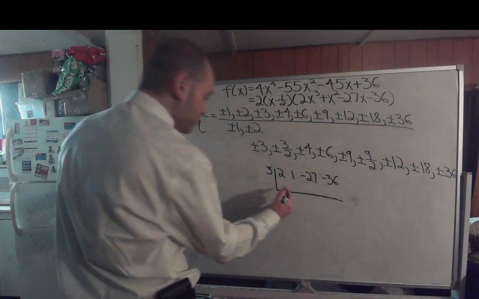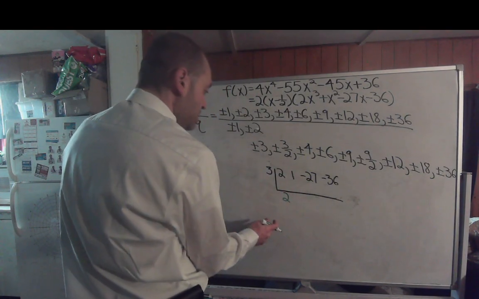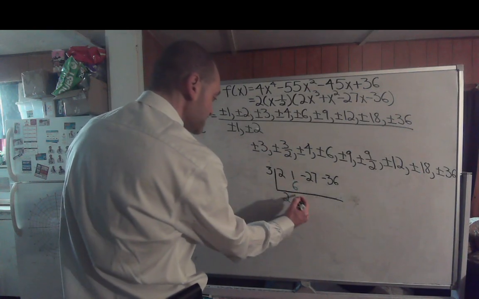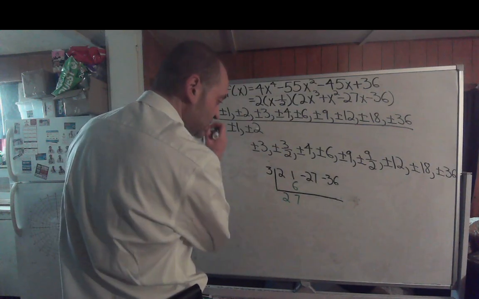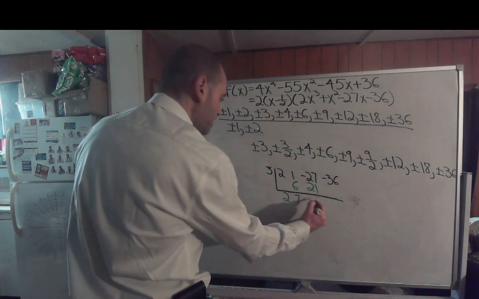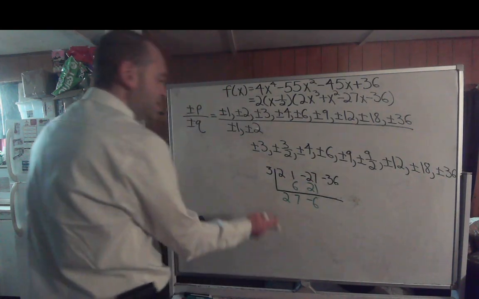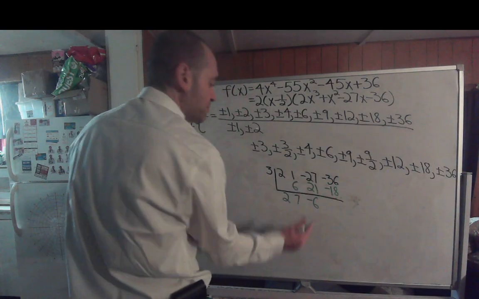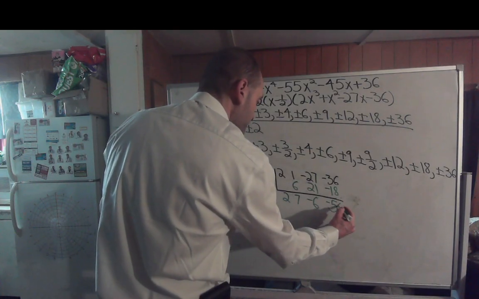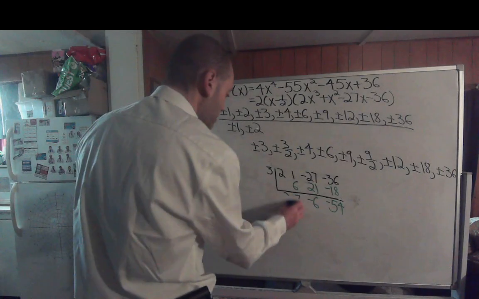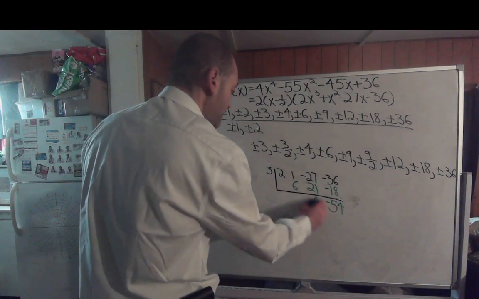All right, bring down your 2. So 3 times 2 is 6. 1 plus 6 is 7. 3 times 7 is 21. Negative 27 plus 21 is negative 6. 3 times negative 6 is negative 18. Negative 36 minus 18 is negative 54. You get a remainder of negative 54. That doesn't work, so let's try negative 3.